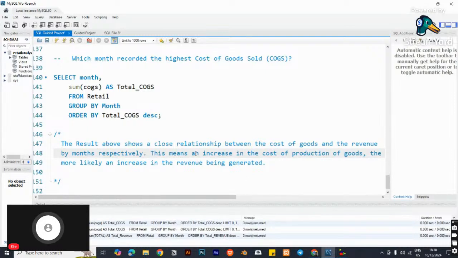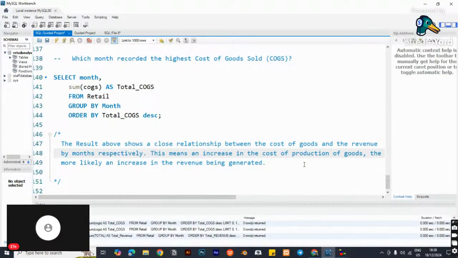This means an increase in the cost of production of goods, the more likely an increase. I see how careful I'm using my words because it does not suggest a very strong correlation. However, if you plot that on a scatter plot using these values, so you put probably your cost of goods on the x-axis and your revenue on the y-axis, you can see there will be a relationship. All right, you see where the dots are, whether they are outliers or not. So this means, what does it mean?